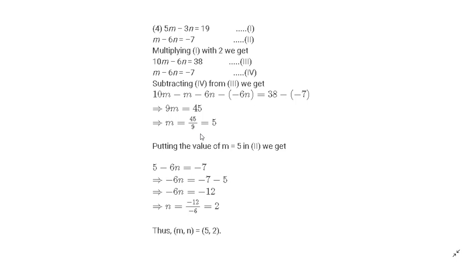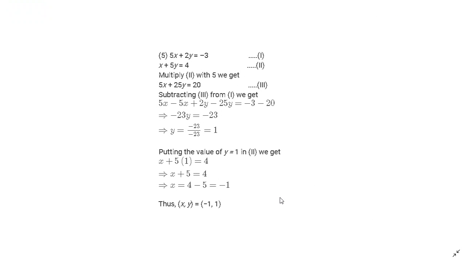Now put the value of m in equation 2. m is equal to 5, then it will be 5 minus 6n is equal to minus 7. Then calculate the n. Basically what we do is we keep the thing we have to calculate on one side and get the things other than the determined variable on the other side. So we will keep n on one side, and other than n things will be on the right hand side. So 5 is positive, we will get here negative. Then minus 12 divided by minus 6, and we will get the value of n is equal to 2.